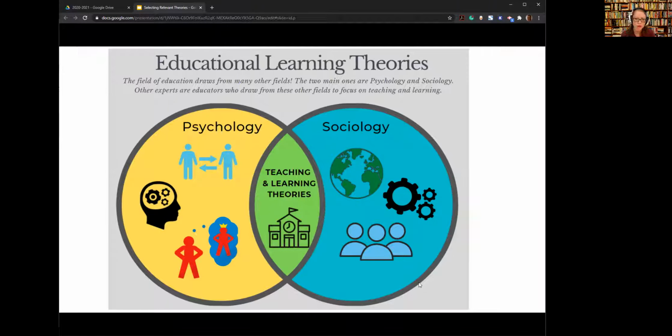So if your research question seems to be really concerned with learning new knowledge, retaining that knowledge, or personal relationships with other people, self-image, self-esteem, those kinds of things relate to psychology. If your question seems to be more related to how groups of people interact, or how the school system itself works, or maybe even curriculum on a larger scale, like what kinds of things do we teach and why?